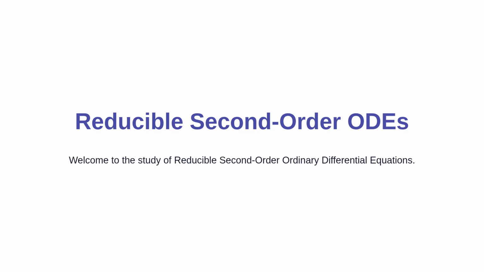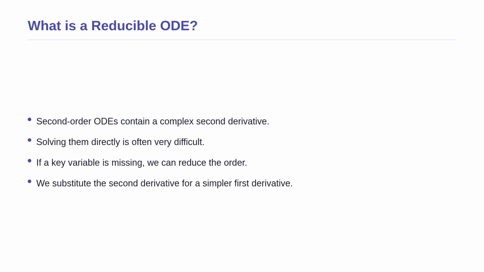In calculus, a second-order differential equation is like that heavy box because it involves the complex second derivative. Today, we will learn how to detach these problems into smaller, lighter pieces. Now that we understand the goal, let us look at what makes an equation reducible.